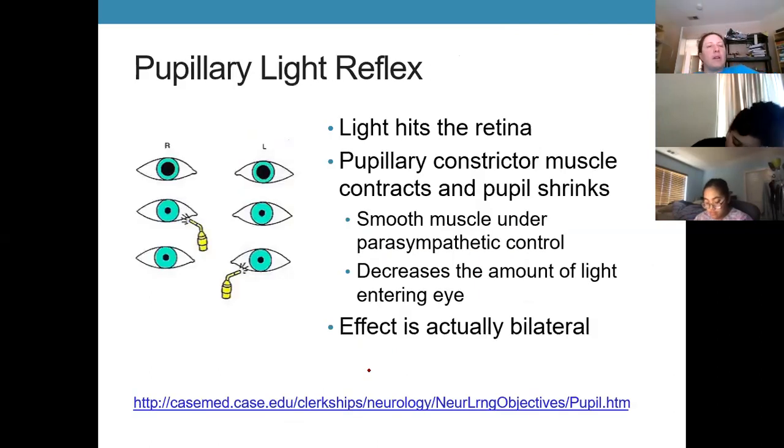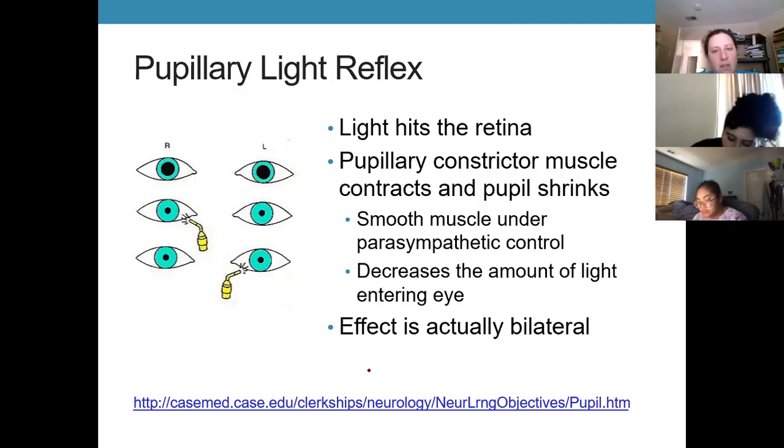So the first one we're going to look at is the pupillary light reflex. And you can actually play with this at home. Easier if you have another person, but you could totally do this in a mirror if you really wanted to. And basically, it's the automatic adjustments of the size of your pupil based on the amount of light hitting your retina, which is the back of your eye. We'll talk about that later.